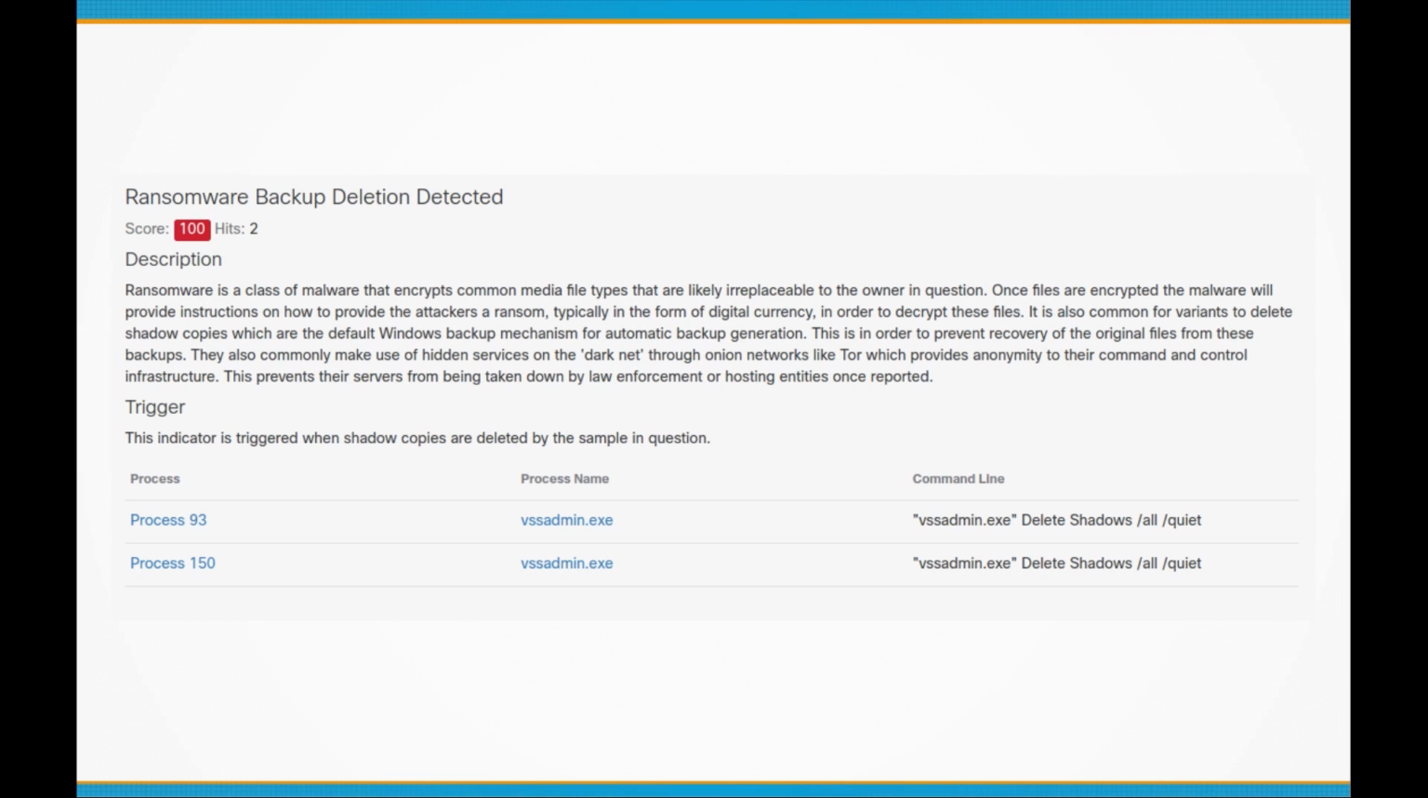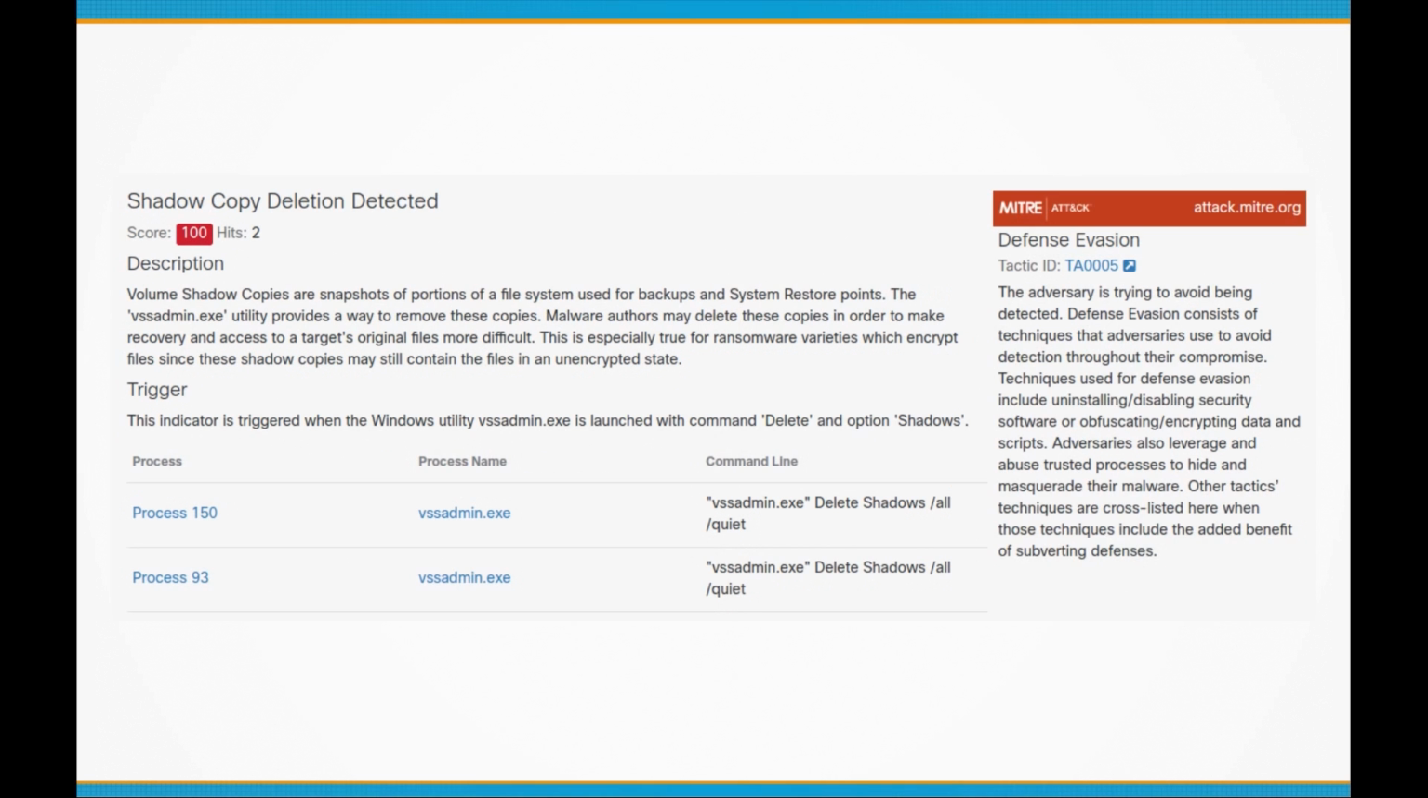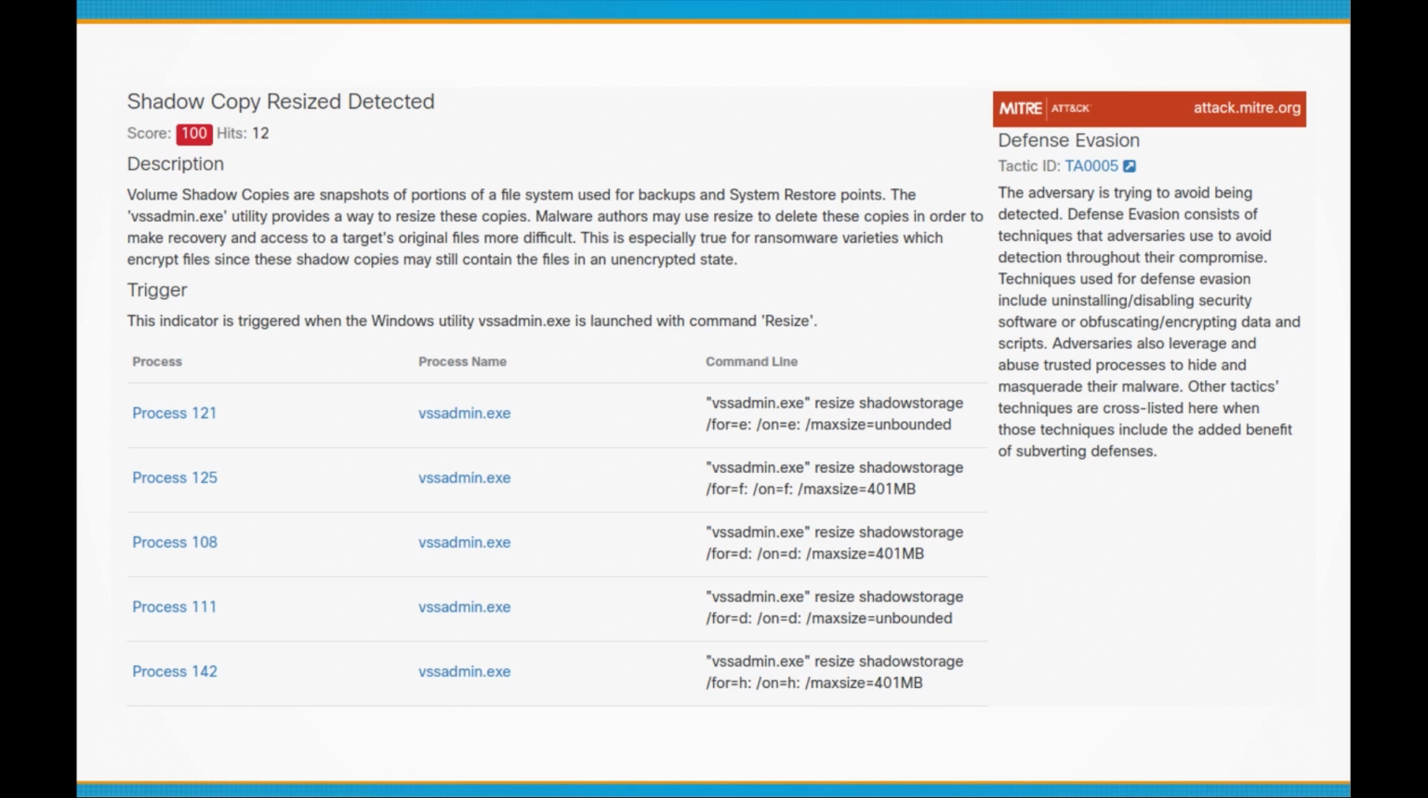What I do know for certain are the results from the malware analysis. So we have ransomware backup deletion detected. This was all the volume shadows being deleted, which would prohibit system restore from restoring backups that would have been taken from the computer. We have shadow copy resize detected, so that appears to have actually reduced the shadow storage backup area to 400 megabytes. So that would prohibit future backups from being taken, or really limit the size of future backups.